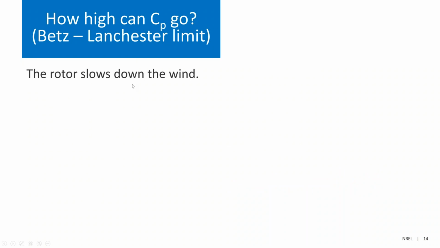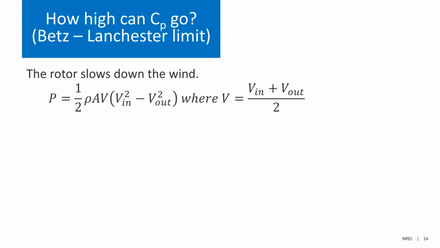Well, what does the rotor do? It slows the wind down. It extracts kinetic energy from the wind. I'm not going to go through the whole derivation here, but you can define the power created as sort of the difference between the velocity going into the rotor and the velocity going out of the rotor, with our normal wind turbine stuff out in front, our 1/2 rho A V cubed, where V is the average or the free stream velocity.